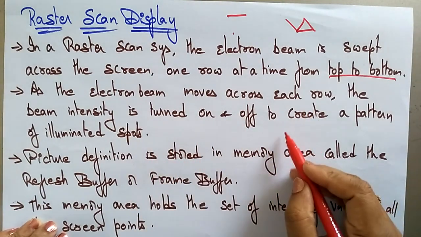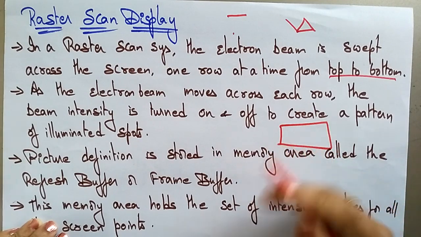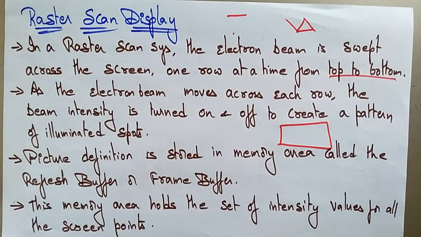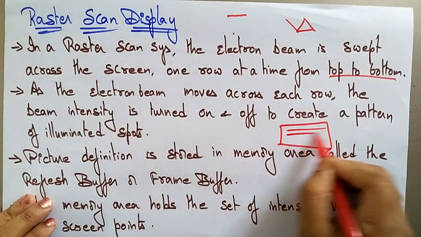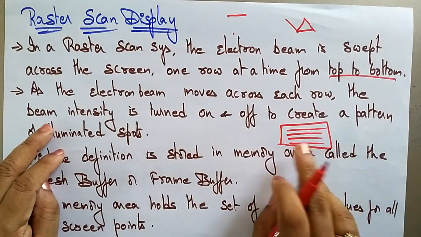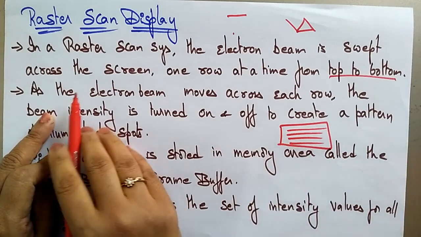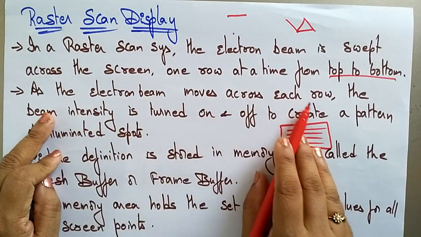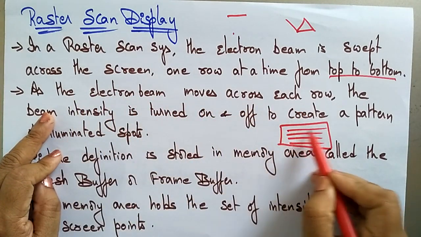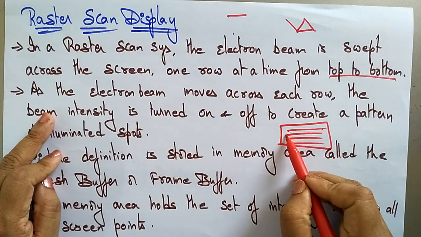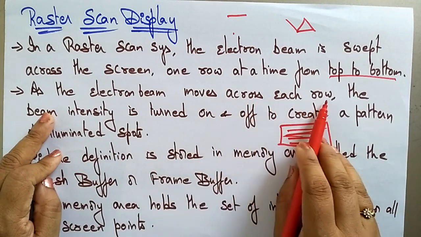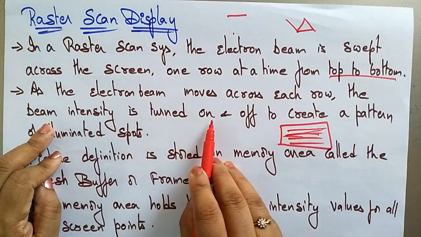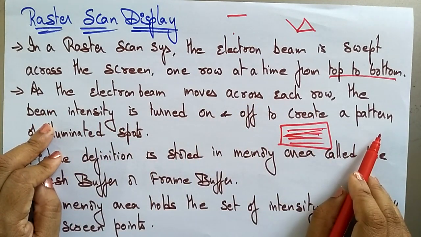Whatever the picture that I have shown you in the random scan, here also let's take these are the lines, okay, scanning lines. So here the electron beam moves across each row. First it starts here and ends here, after that again starts here and ends here, like this. So the electron beam moves across each row, and the beam intensity is turned on and off to create a pattern.